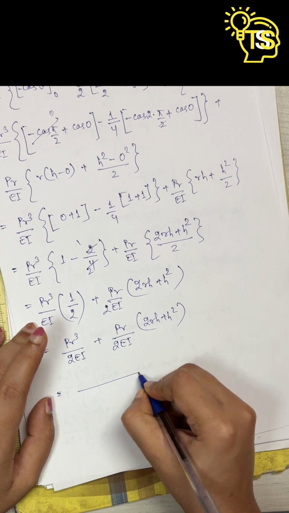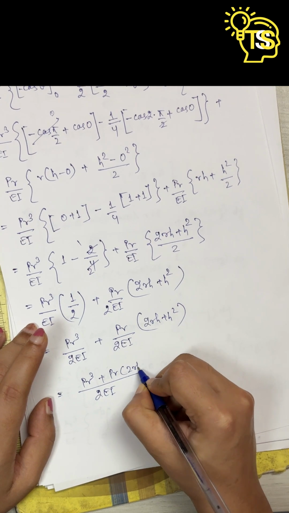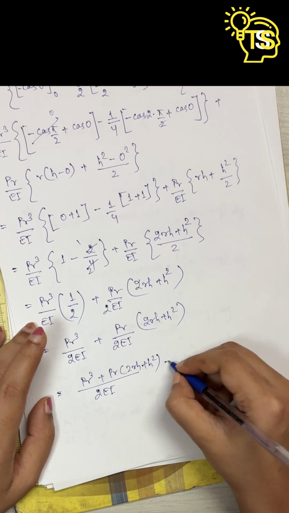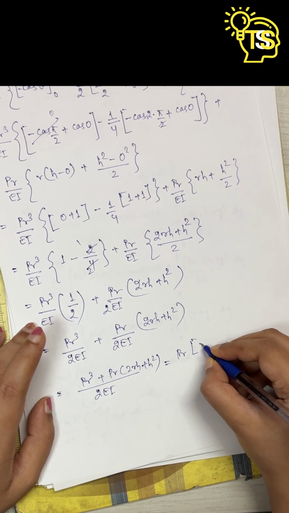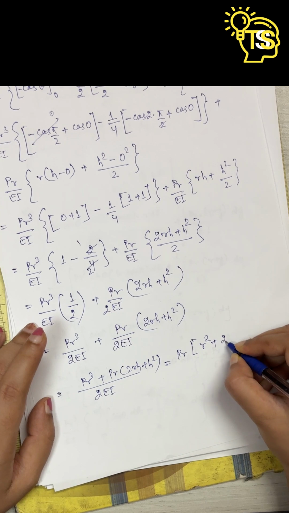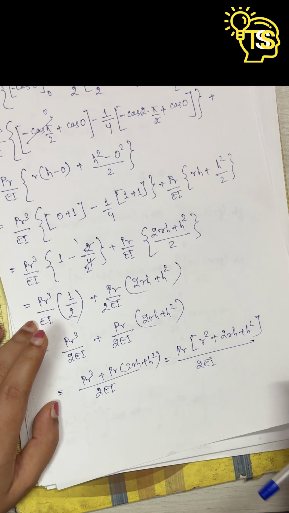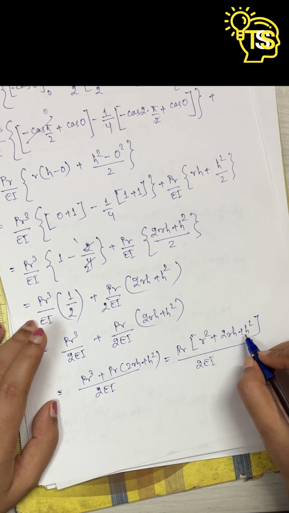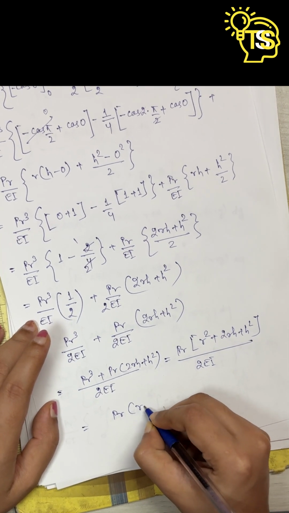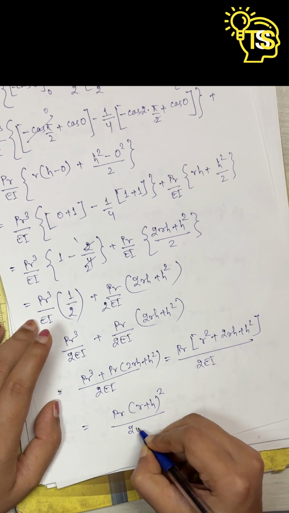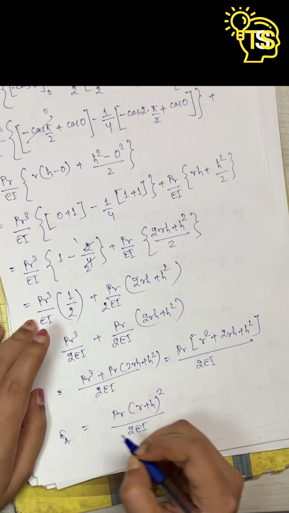Now taking 2EI as LCM, we get P R cube plus P R (2 R h plus h square). Now let's take P R common. We will get R square plus 2 R h plus h square upon 2EI, and the value of R square plus 2 R h plus h square is (R plus h) whole square. So the value we got is P R (R plus h) whole square upon 2EI. Now this is the value of horizontal deflection at A.